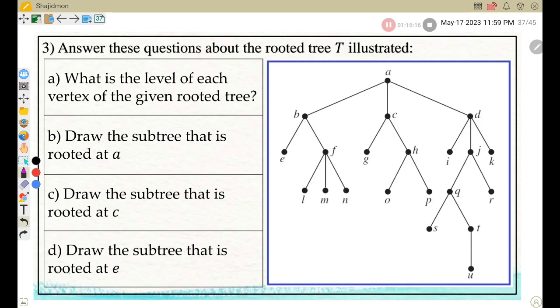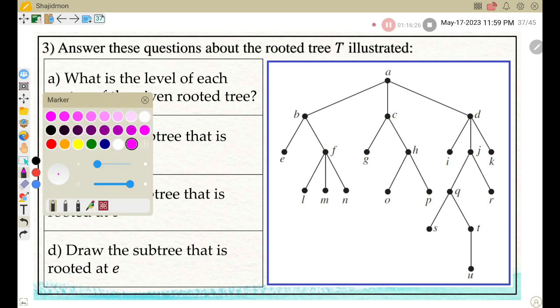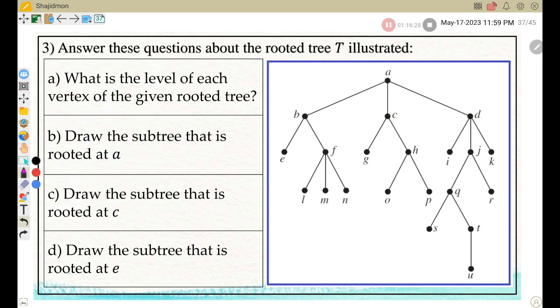Now next one, the same graph. We need to answer some more questions about the rooted tree. What is the level of each vertex given in the rooted tree? For example, A. What is the level of A? Level 0, correct. Now B, C and D. What is the level? 1, because only one edge distance. Only one edge in that path, so the level is 1. Like that, the question is the level of each vertex.